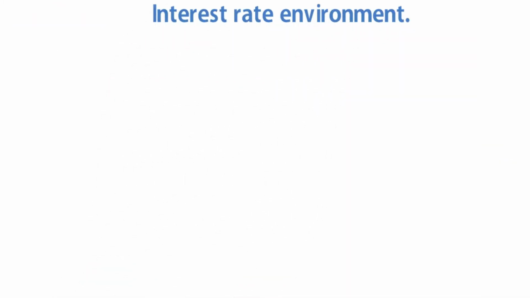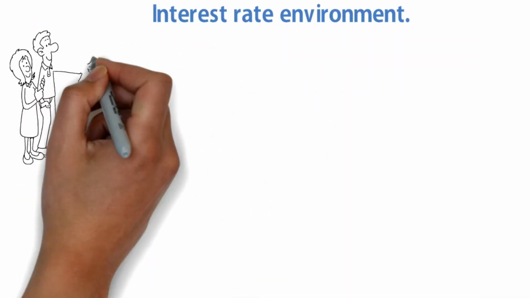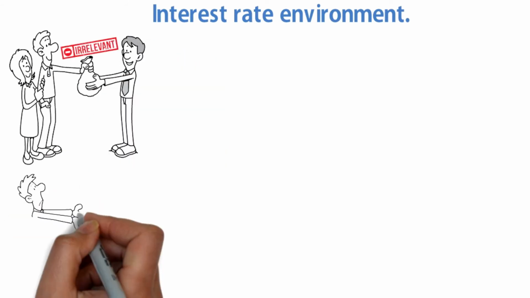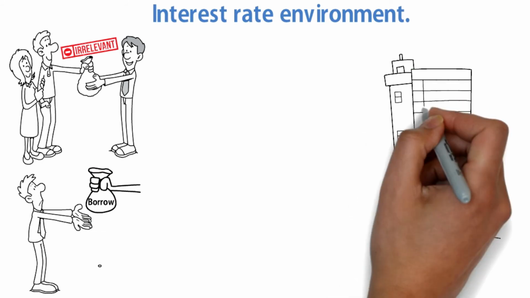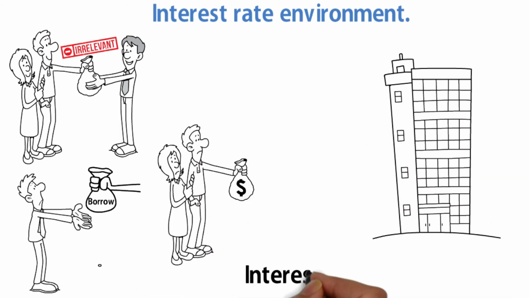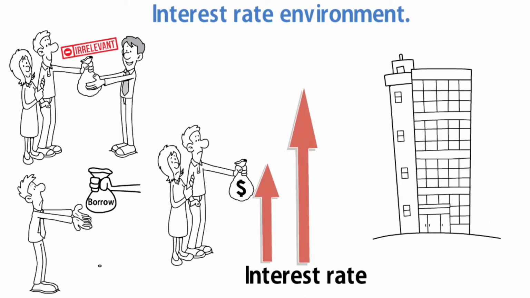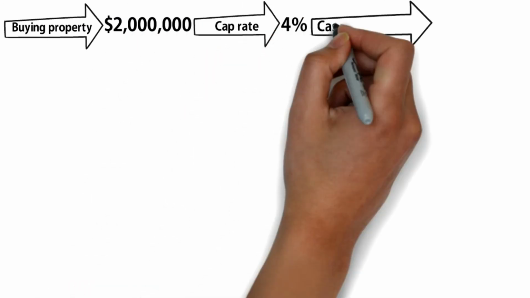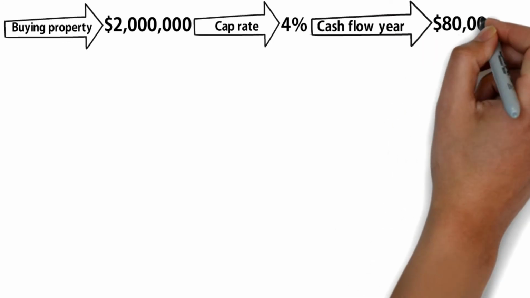Fourth is the interest rate environment. If buyers are paying cash, this is irrelevant, but most people are going to borrow money. The interest has a big impact because the higher the interest rate, the more it puts a constraint on purchasing power. Let's say you're buying a property for $2 million and the cap rate is 4%. This means that your net cash flow is $80,000 a year.